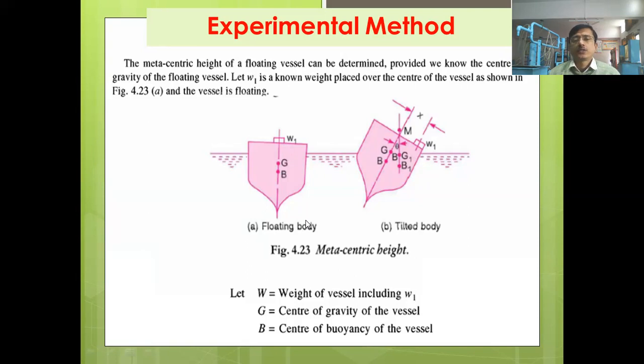For that particular floating body, and then on the top of the body, you can see there is a small weight provided, which has the value of W1. This is the small weight which has been shown here at the center of this object.